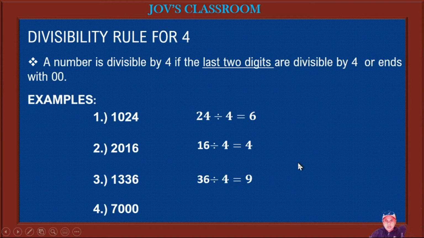Last one is 7,000. Is 7,000 divisible by 4? According to the rule, if the number ends with 00, it is divisible by 4. 7,000 divided by 4 is 1,750. So that is the divisibility rule for 4. So we need to remember that one.